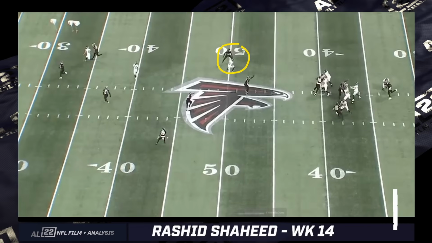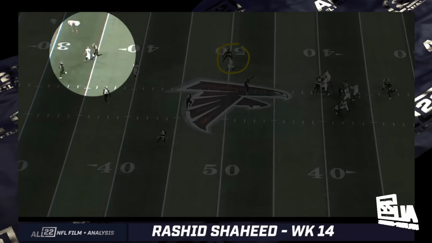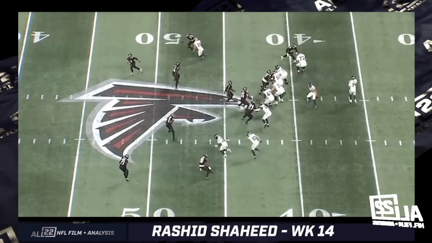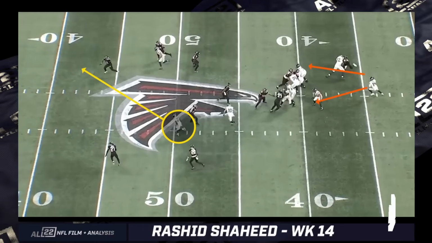So functionally what's happened here, if you ask me, is we've got a clear out concept from JSN, which frees up Shaheed running all the way across the field, but also it's a high-low option. So really we've got what looks to me to be like a flood concept just emanating from the other side of the field. There's multiple names that you can use for it.